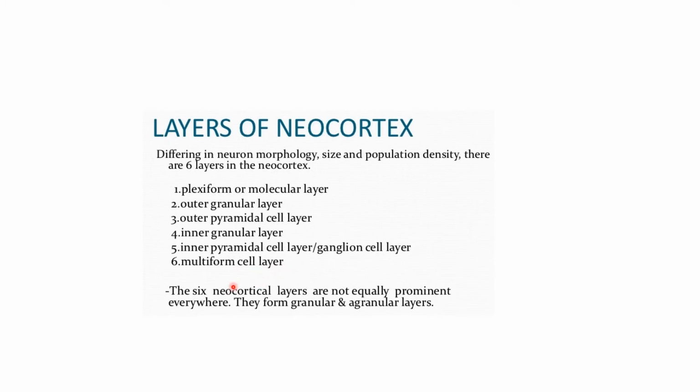Out of these, in the neocortex, we have a granular cortex and agranular cortex. The granular cortex is mainly the sensory cortex, like areas 3, 1, 2, auditory areas, visual areas. They have the granular cortex. The pyramidal layer is less prominent as compared to the granular layers. And the agranular cortex is the motor cortex.